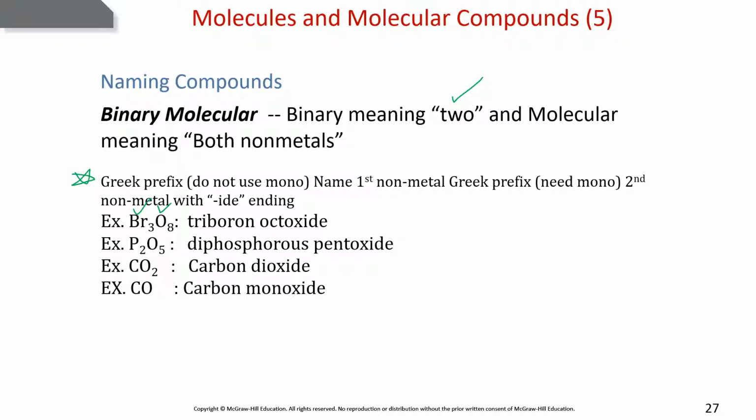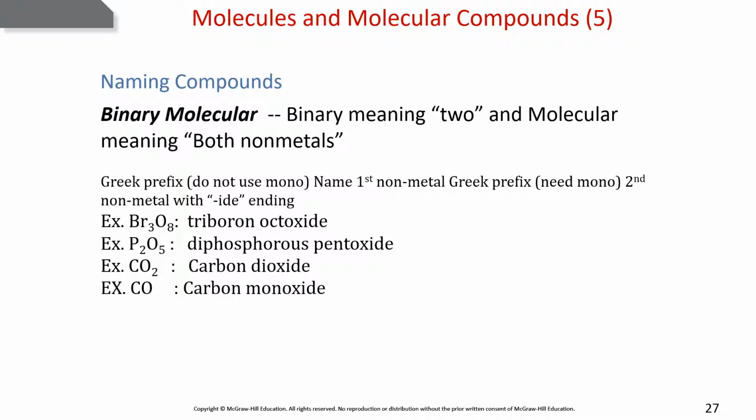I looked right at my color-coded periodic table to figure that out. So there are 3 Brs. So I need the Greek prefix tri. Okay. Then I'm just going to name what it is, and it's bromine. So it's the first name. Then I see that the oxygen has 8. So I'm going to use the Greek prefix octa, and then I'm going to name it with the IDE ending. It's octaoxide, okay? And that's how I get it.